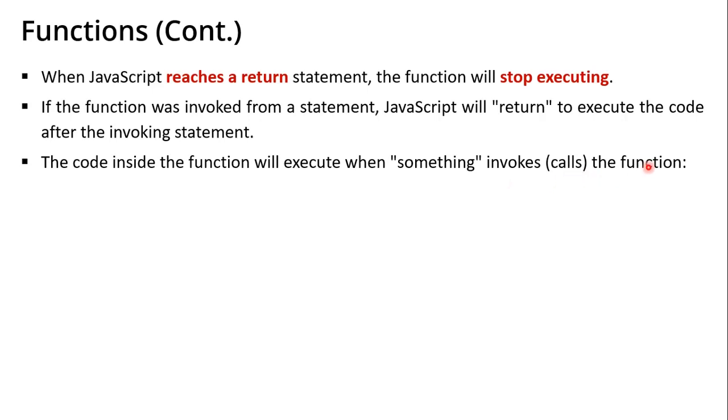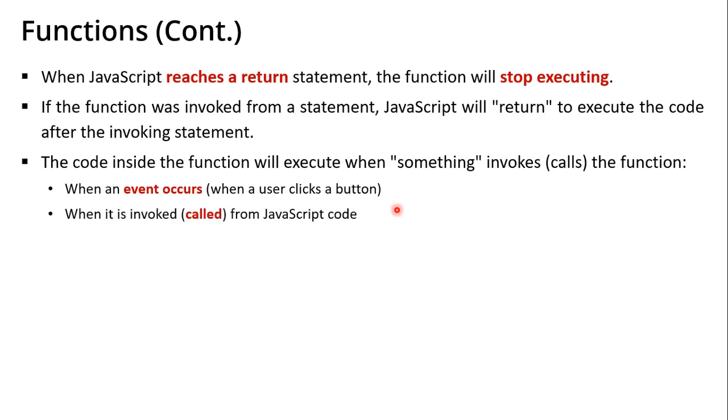So we have a function definition, function declaration, and function call. When a function is called, it will invoke the function. The code inside the function will execute when the function is called, when an event occurs, when a user clicks a button, or when it is invoked from the JavaScript code, as we call functions in the C language. So we call one function from another function. When some function is called, it will execute the code inside that function. Automatically means self-invoked. So these are all the functions.